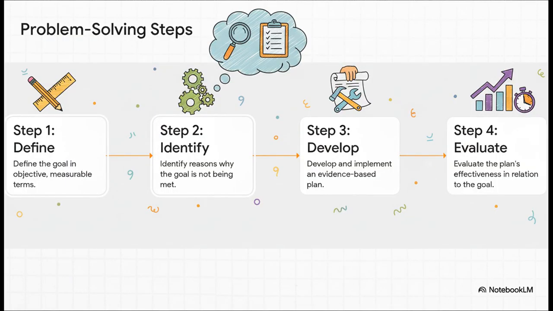The whole thing really boils down to this really smart 4-step cycle. First, you define the goal. Be super specific, like the student will read 60 words per minute with 95% accuracy. Then you identify why that's not happening using your data. Step 3, you develop a solid plan, something with evidence-based strategies, like maybe 20 minutes of small group phonics 3 times a week. And finally, and this is key, you constantly evaluate their progress with more data. Is the plan working? It's this continuous loop of support.